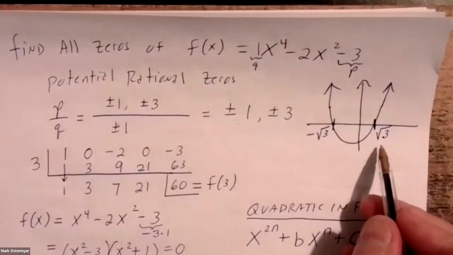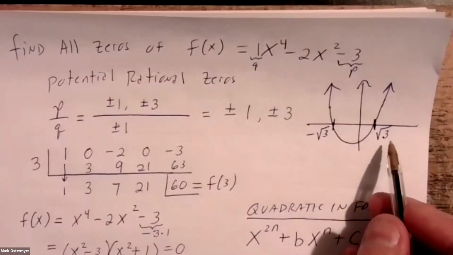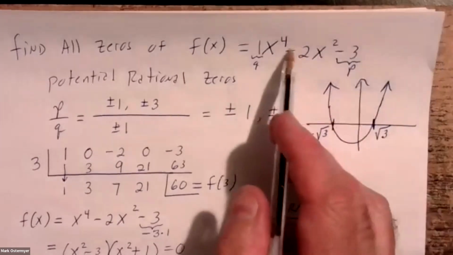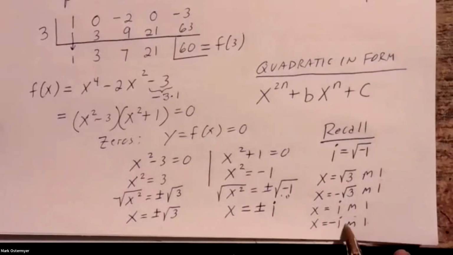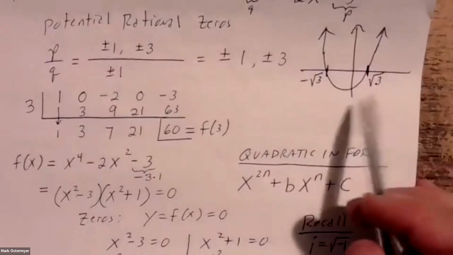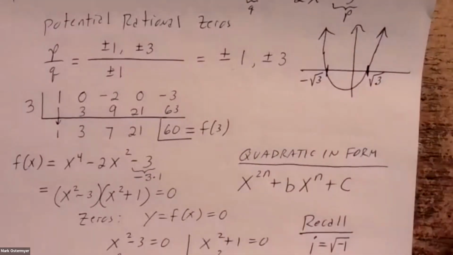Those are your x-intercepts. Those are the only ones you're going to see. But don't get me wrong, there are 4 zeros to this polynomial. It's just that the other 2, like I said, are non-real. They're imaginary zeros. Okay? That's why you only see 2 x-intercepts in the real plane. Is this making sense here?